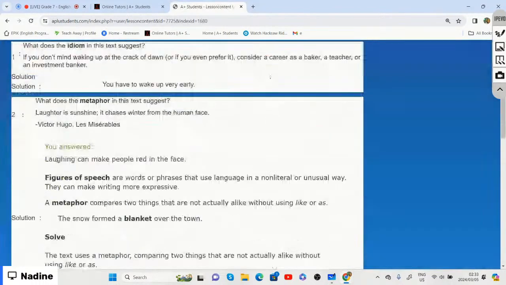We're going to now interpret figures of speech, right? That was basically the same lesson for the longest time. So now we're going to interpret figures of speech. We're going to start with the first one, which is "laughing can make people red in the face," right? Figures of speech are words or phrases that use language in a non-literal or unusual way. So they also make writing more expressive.